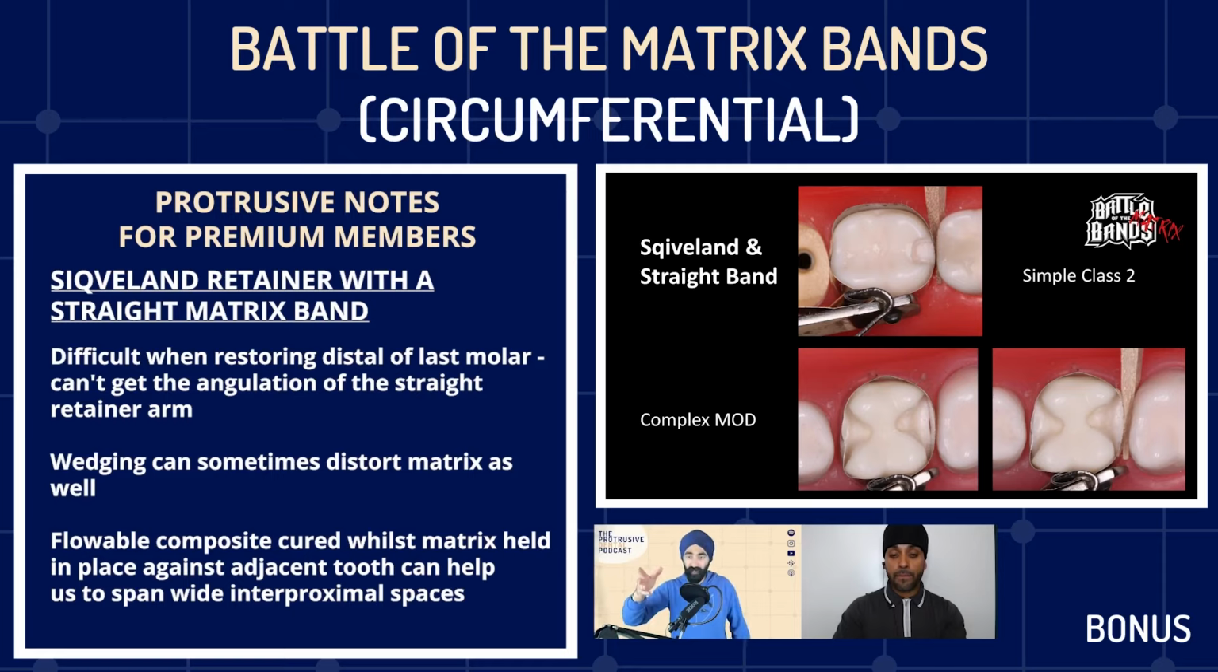I don't know if there's a name for this technique, Sonny, but you're leaning that matrix over, you cure it, and then when you take your probe out, that flowable composite has now recreated your contact. It's like burnishing with composite almost, right? And then you're able to continue the restoration. I end up getting really good results doing it that way. Is that something that you tend to use or have used in the past?